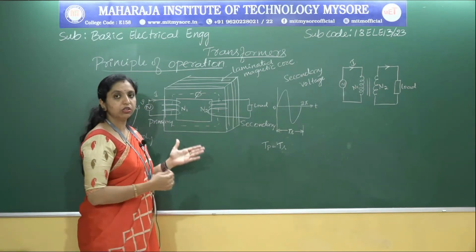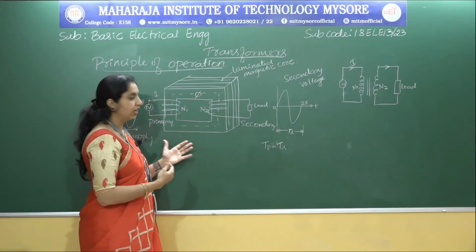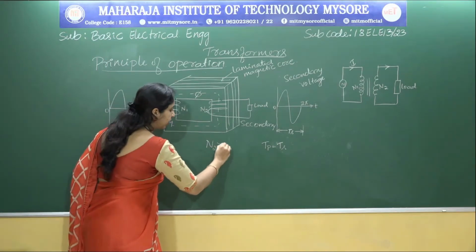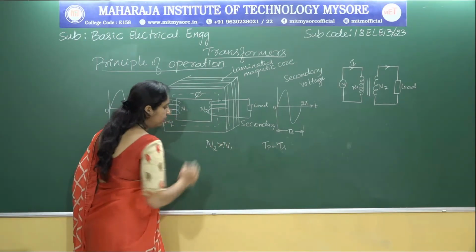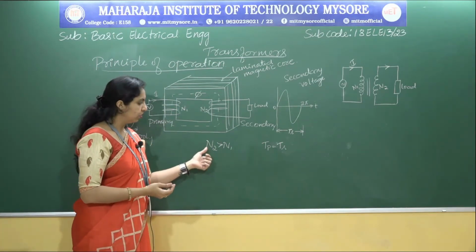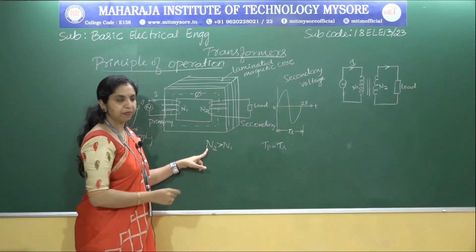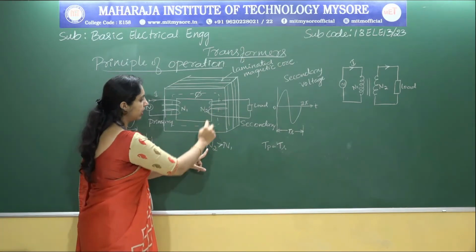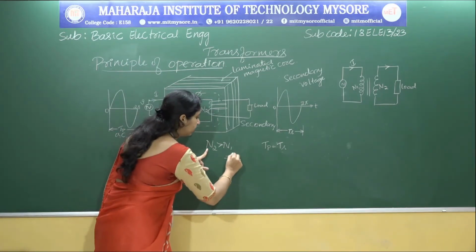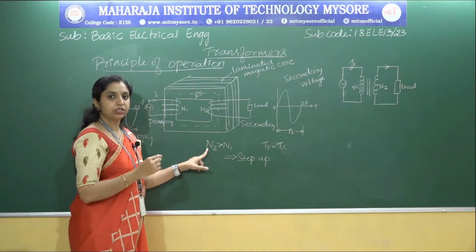Based on the number of turns in the windings, we can have 3 different types of transformers. When N2 is greater than N1, that means the number of turns in the secondary winding is greater than the number of turns in the primary winding, we call it a step up transformer.